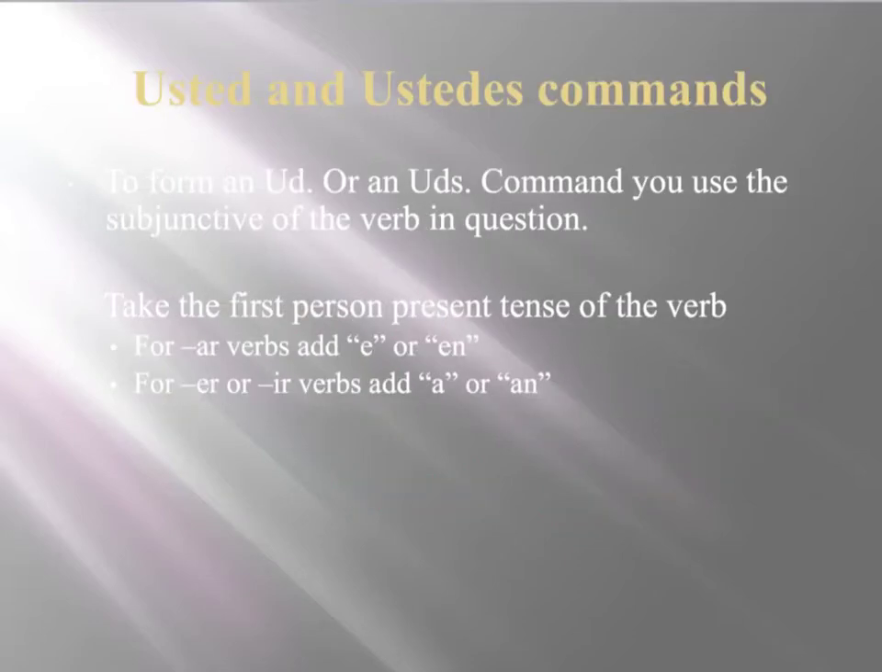To form an usted or an ustedes command, you use the subjunctive of the verb in question. So that would mean that we would start with our yo form, we would drop the O, and we would add our opposite ending. So for an usted command, they're either going to end in E or A. For an ustedes command, they're going to end in EN or AN.